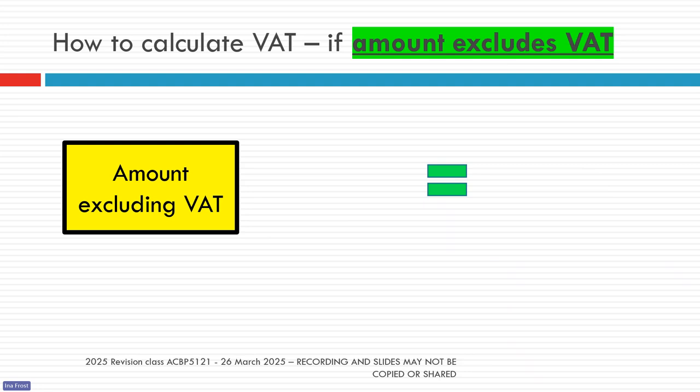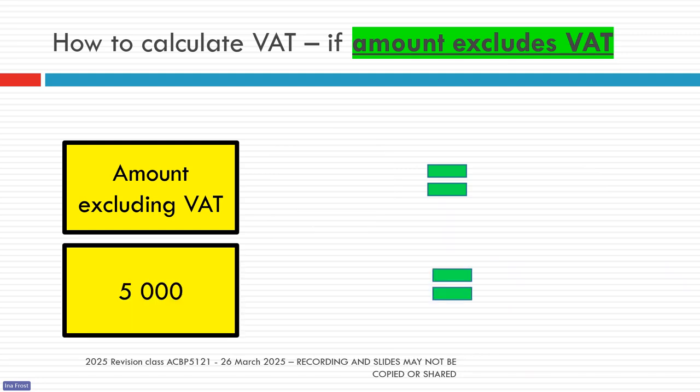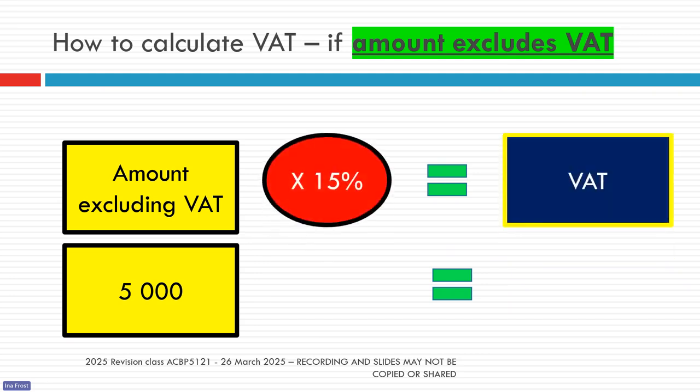So let's go through very basic VAT calculations. If the question gives you the amount excluding VAT, and you are required to work out the amount including VAT, or even the VAT amount, how are you going to go about it? If I want to work out how much VAT is on this amount, I'm going to multiply it with 15%, and that is going to give me the VAT amount.